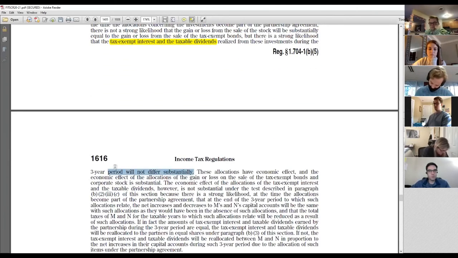And again, the implication here is that from year to year within the 3-year period, in year one, they might differ substantially. If you're looking at any particular year, they might differ substantially, but over the 3-year period, they're going to be the same, roughly. And the conclusion, therefore, is that the allocations are going to fail the transitory test, because at the end of the 3-year period, the capital account adjustments from the dividends and tax-exempt interest will be roughly the same. And the taxable income will go down.